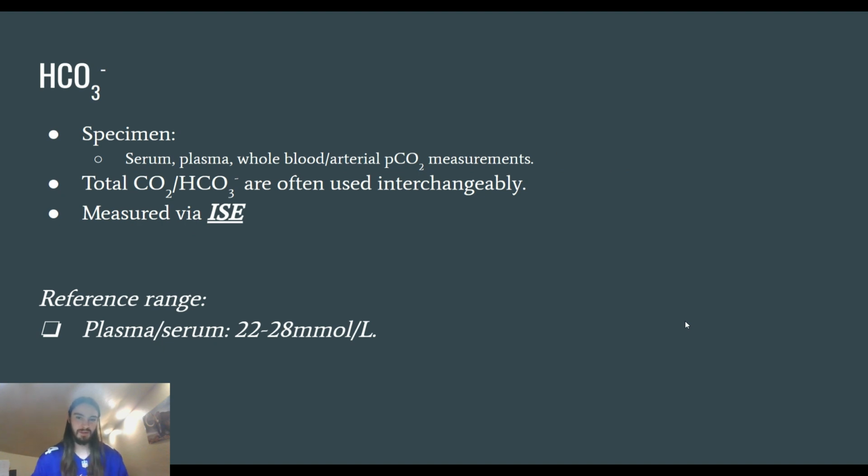Specimen type: serum, plasma. This can also be measured by arterial partial CO2 measurements. Based on the lab and different methods of diagnosing biological processes like metabolic acidosis, total CO2 and bicarbonate can be used interchangeably. So sometimes it's talked about like that, but that's why arterial partial CO2 measurements are kind of interchangeable with a bicarbonate measurement. This is also measured via ion selective electrode, and there's a reference range for you.